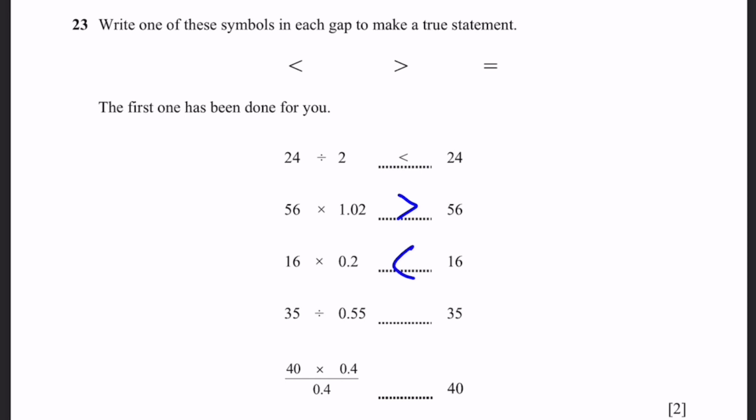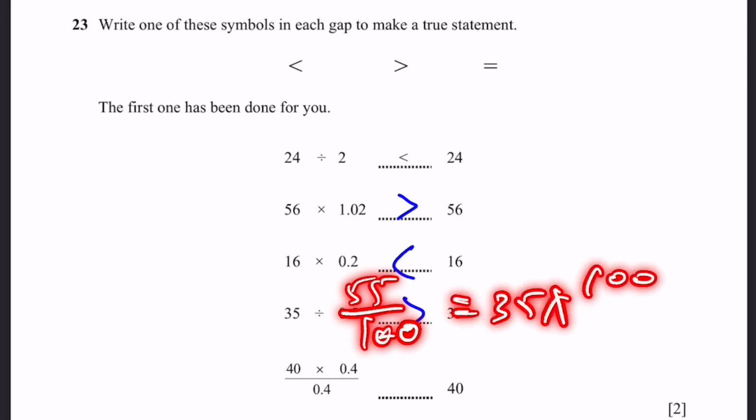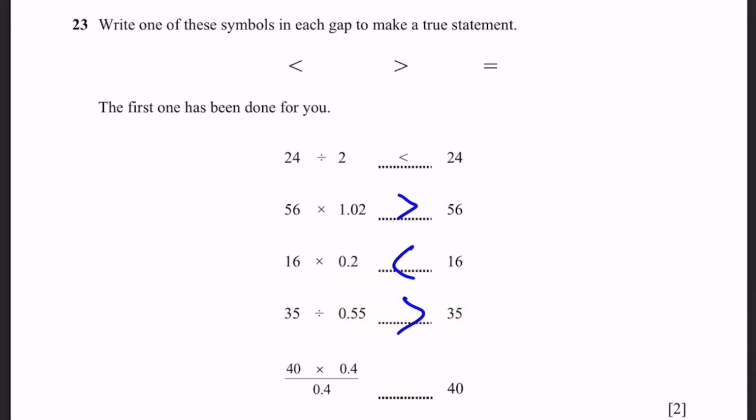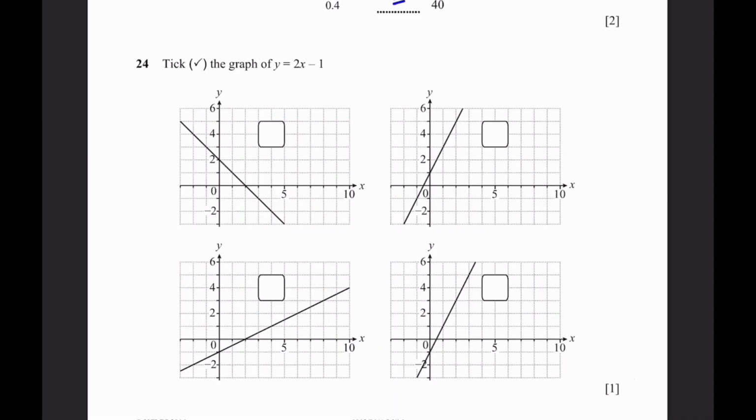35 divided by 0.55 compared to 35. It's greater than, because we are dividing by a number less than 1. Dividing by 55 over 100 is the same as multiplying by 100 over 55, which is greater than 1. That means it will be greater than 35. Now 40 times 0.4 divided by 0.4 compared to 40. We multiply by 0.4 and divide by 0.4, so we can cancel these two out. We just get 40 equals 40.